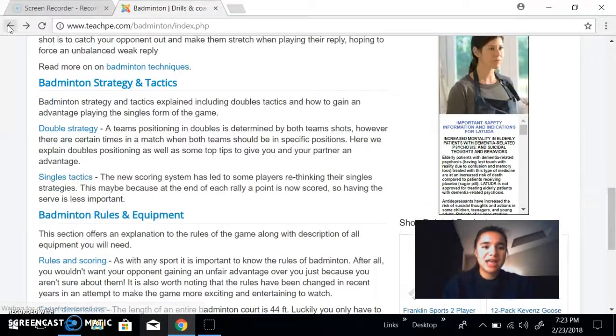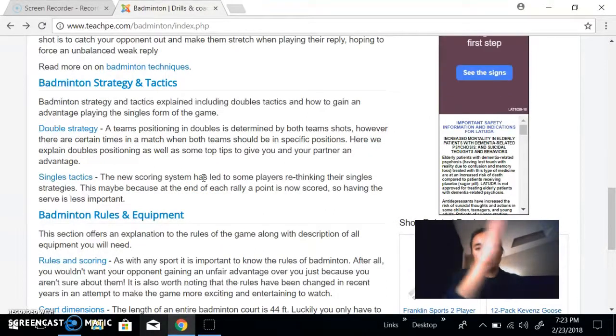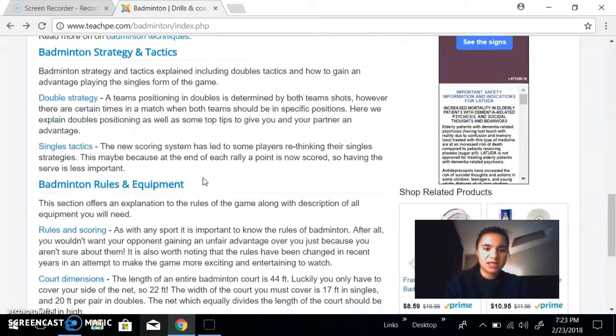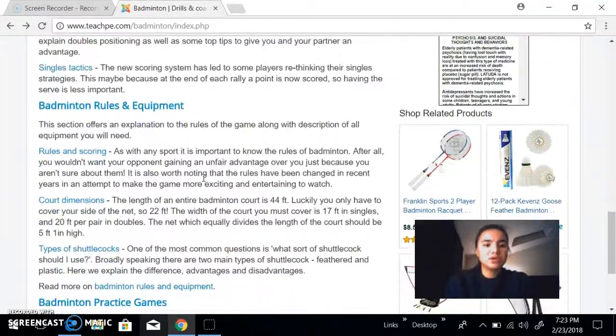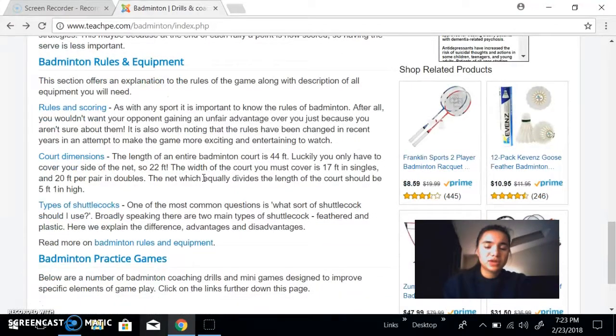Also, strategies and tactics. If you're not really sure about the double strategy, as we can see here, or the singles, this really helps you get down the scoring system, the way that we're supposed to serve, who serves next, things of that nature. Also, badminton rules and equipment. If you're not sure about the rules, scoring, court dimensions, those things can get really confusing. This can really help you understand it and understand the entire game.